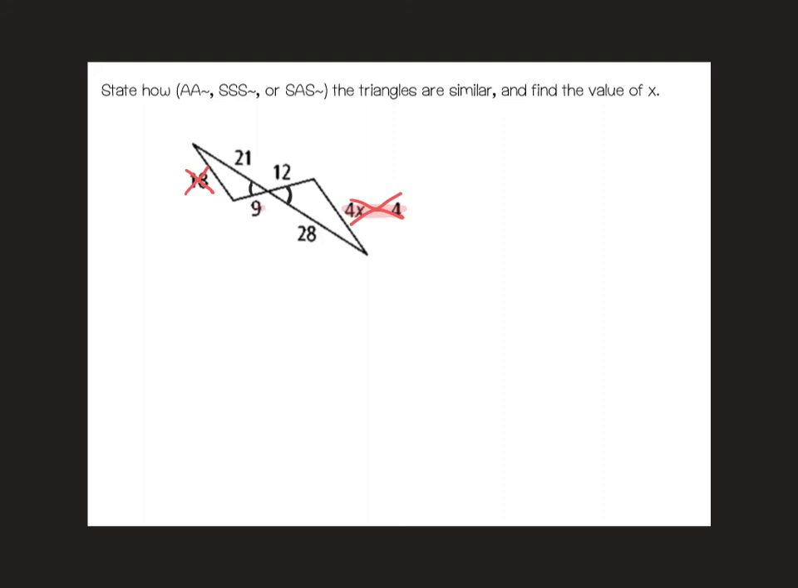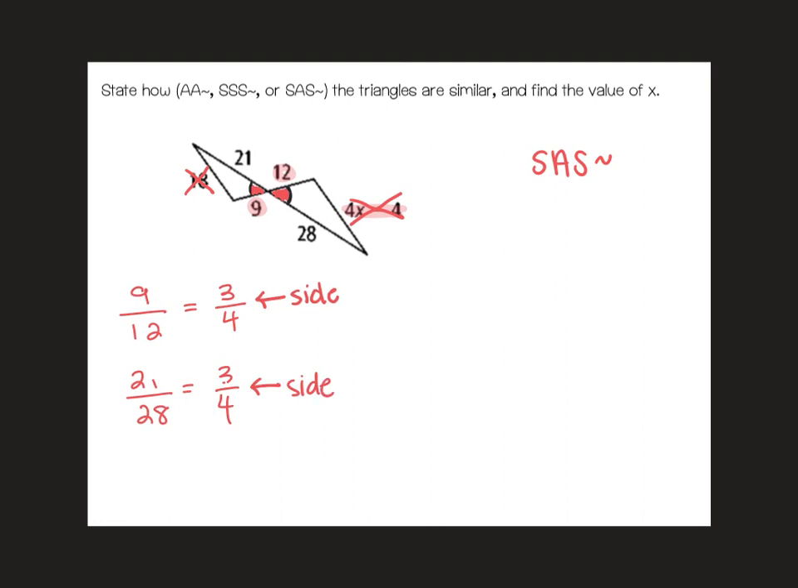So the smaller one is 9 and 12, so I'm going to compare those, and I get 3/4. I also have 21 over 28, which is 3/4. So this is side, angle, side, similar. Because this is a side proportion, congruent angle.